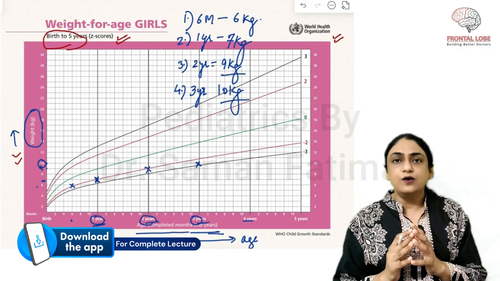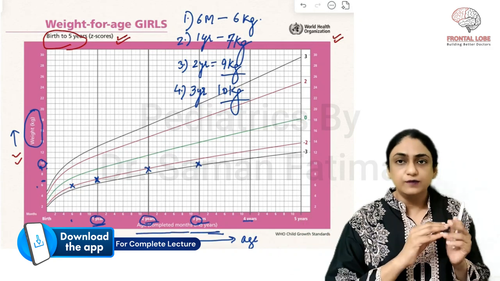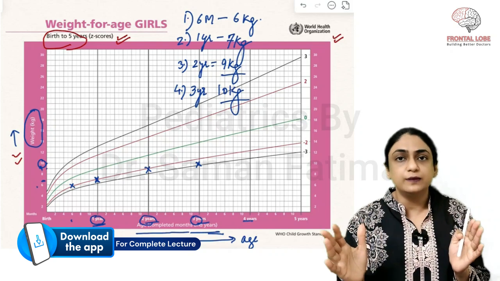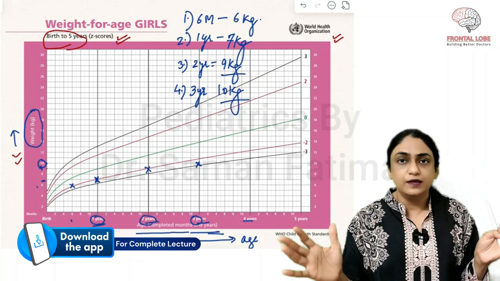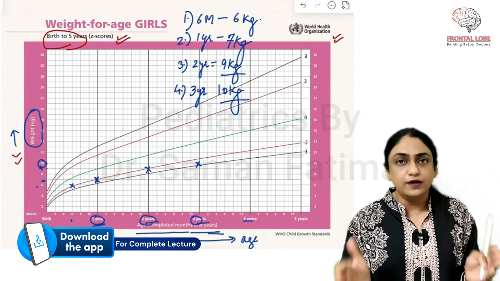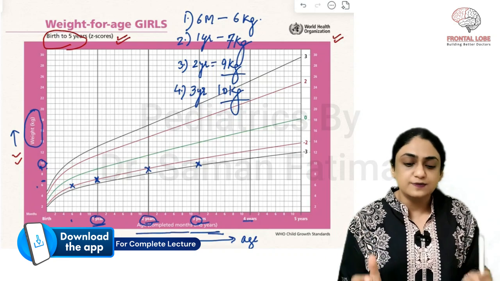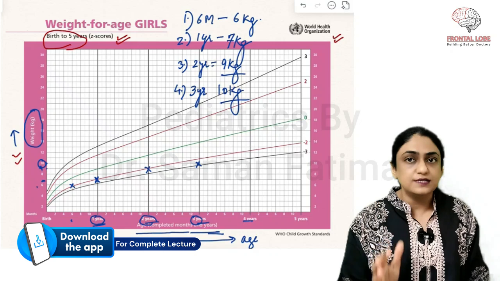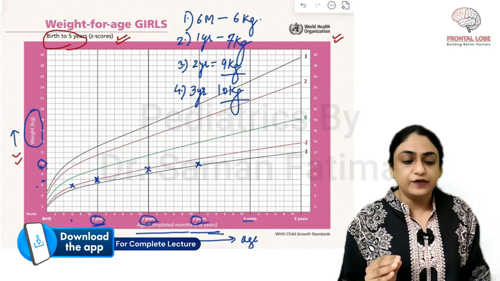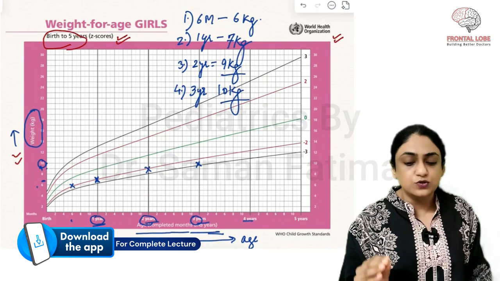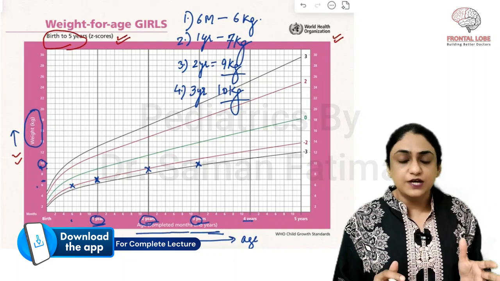So you now have 4 readings. You have monitored the weight of this particular baby over a period of time. In each visit you have recorded the weight and you have plotted it on this particular WHO growth chart for girls from birth to 5 years of age, and this is a Z-score chart. Now what does a Z-score chart mean?